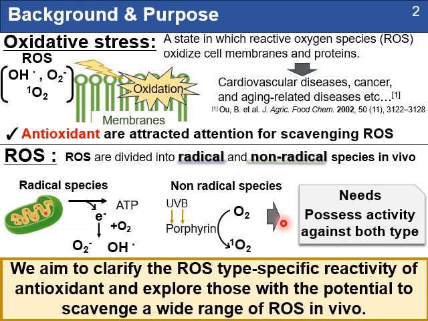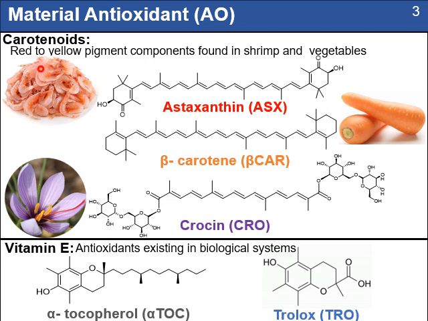antioxidants need to work against both types to be truly effective. So we aim to clarify the ROS type-specific reactivity of antioxidants and explore those with the potential to scavenge a wide range of ROS in vivo. We use 5 different antioxidants.